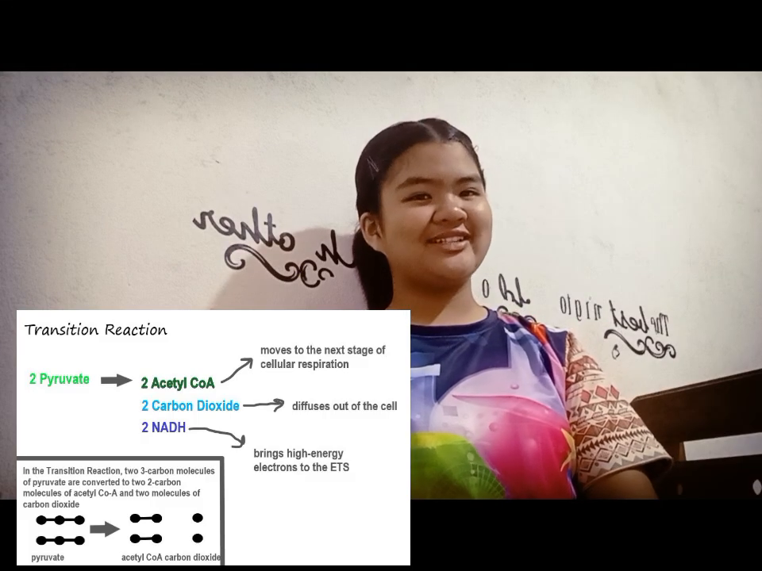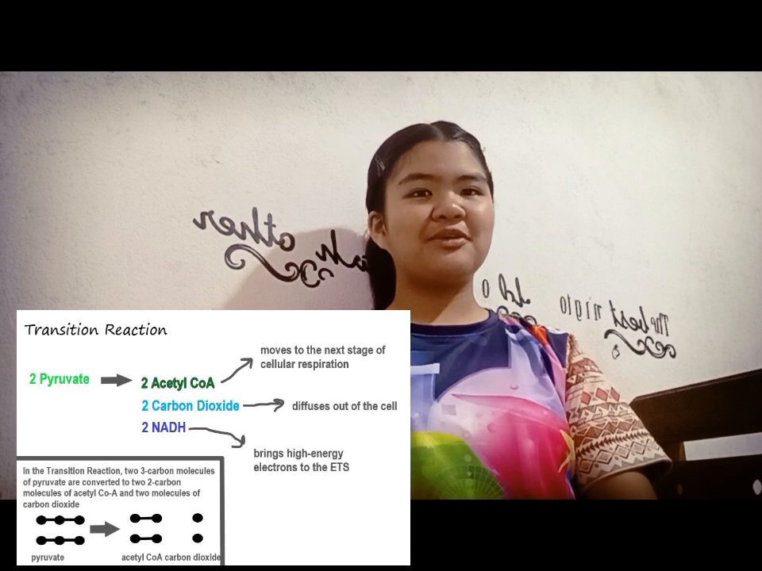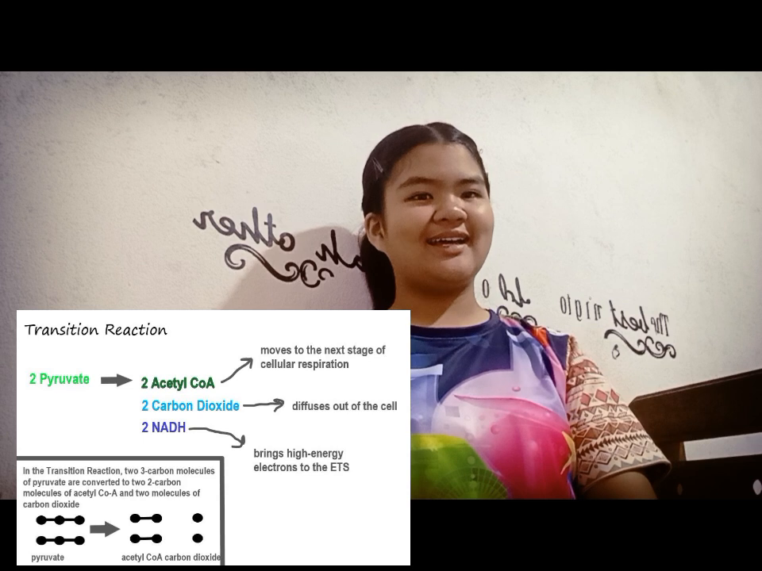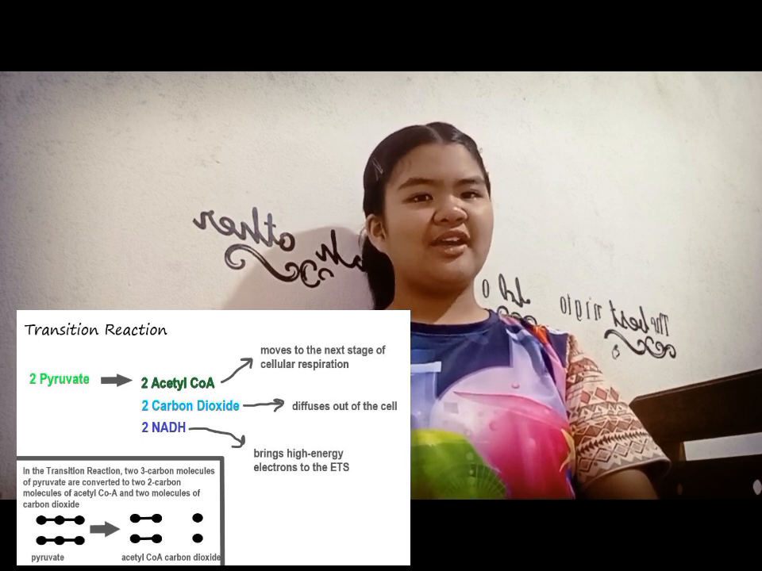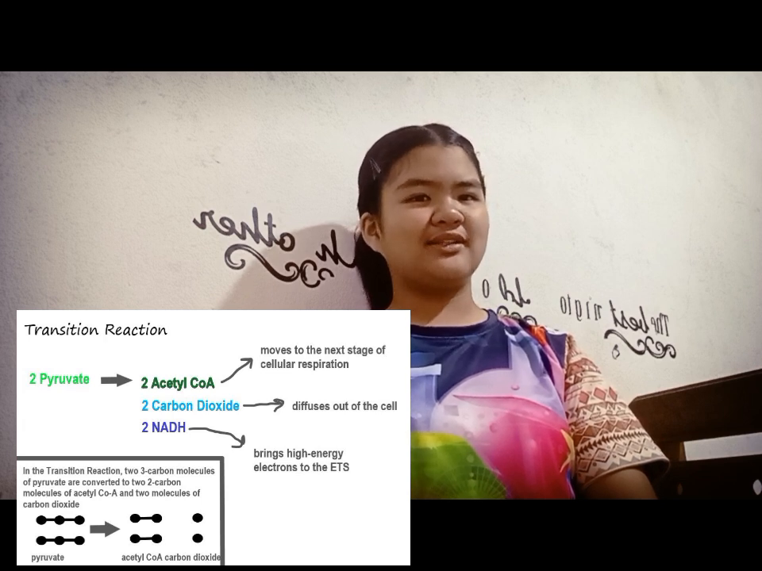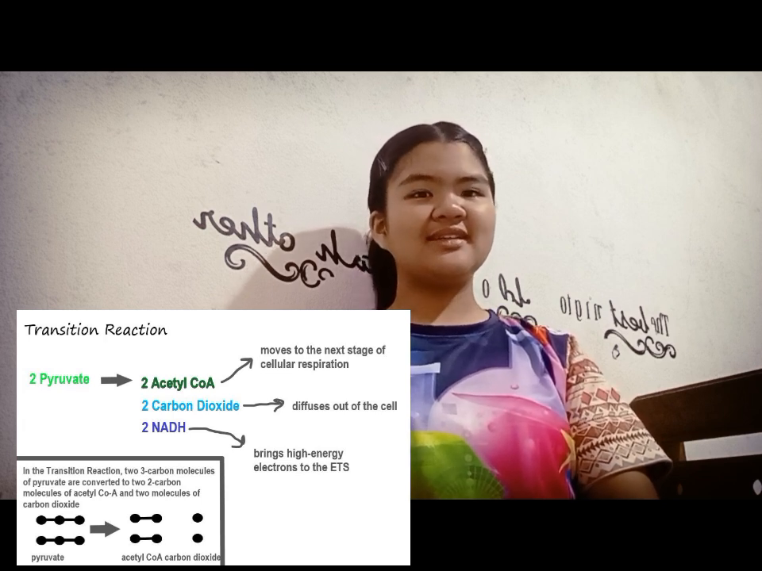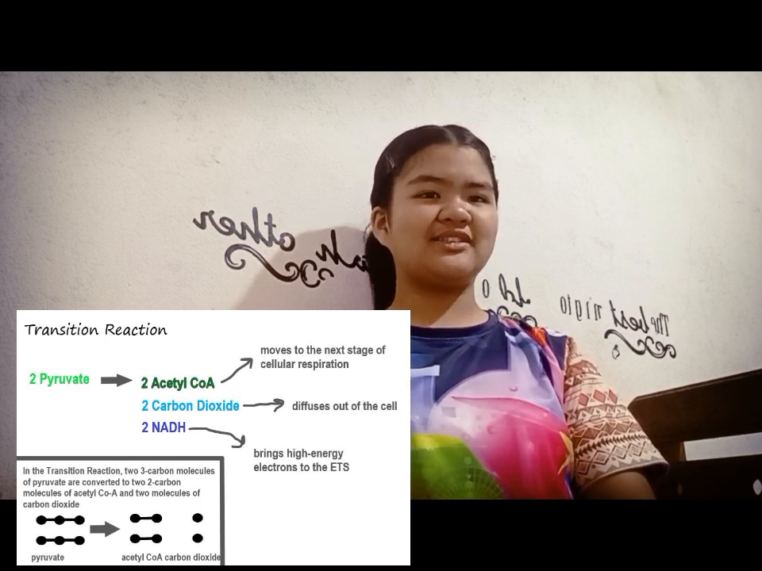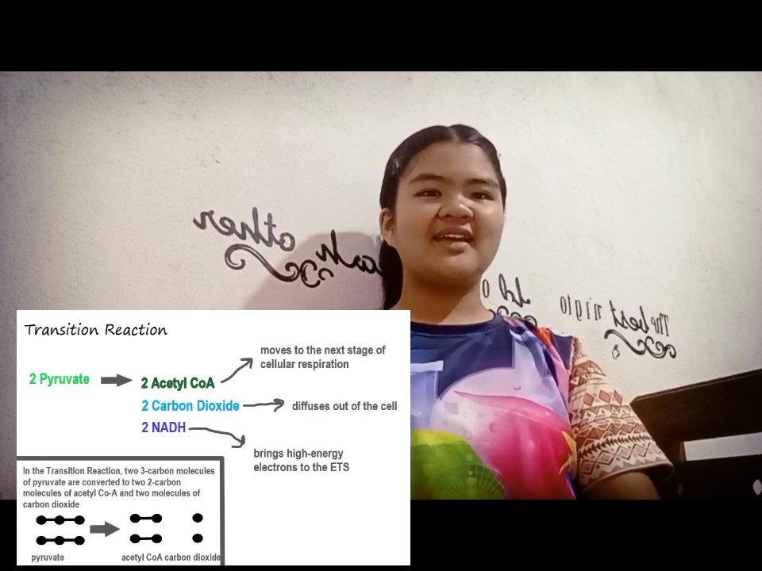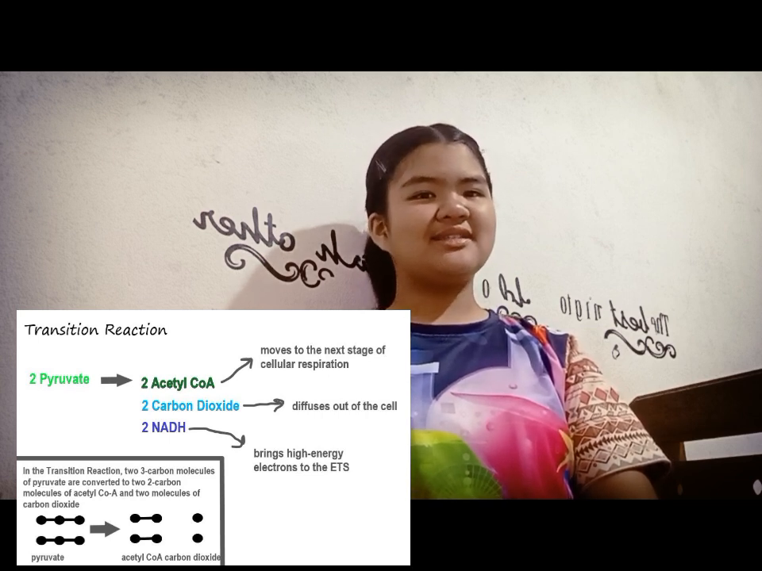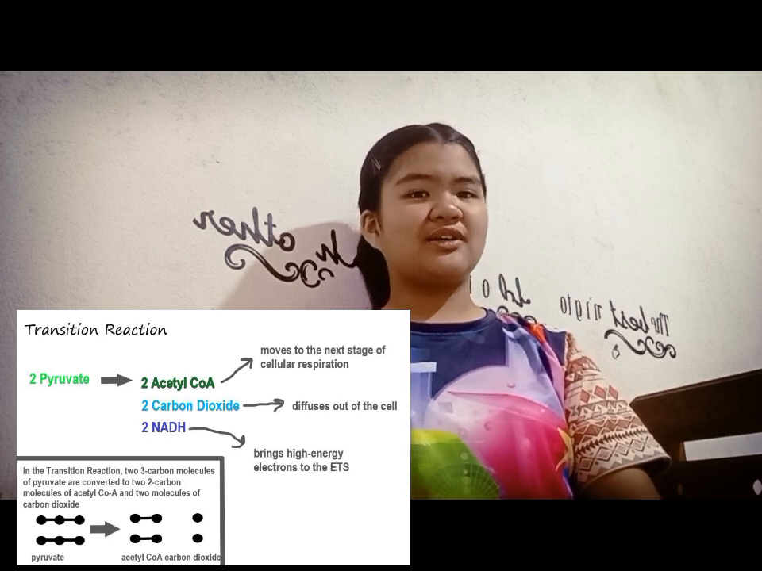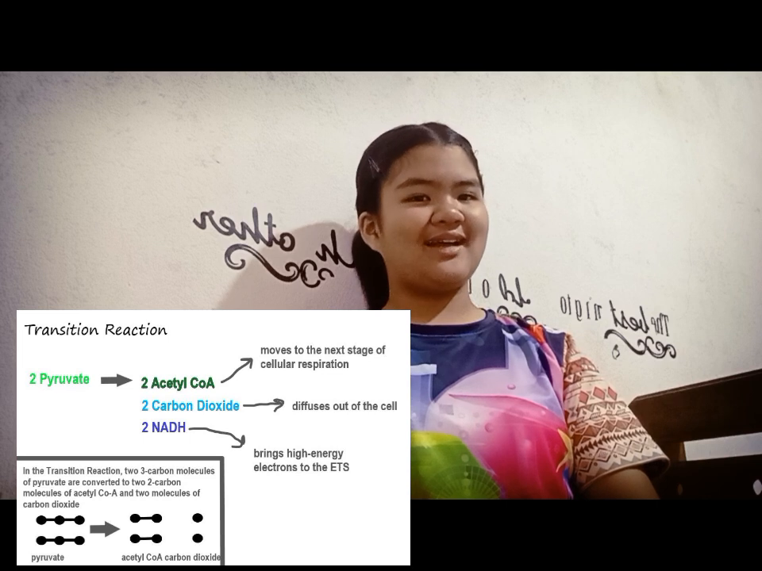Second is the transition reaction. In this stage, the pyruvate molecules formed in stage 1 enter the mitochondria and are broken down and combined with coenzyme A to form acetyl CoA. This stage releases carbon dioxide and also transfers hydrogen atoms to NAD+, which is an energy carrier. This stage links glycolysis with stage 3, which is the Krebs or the citric acid cycle.